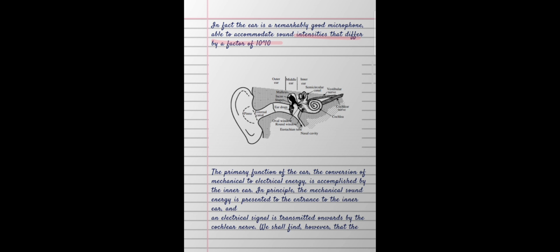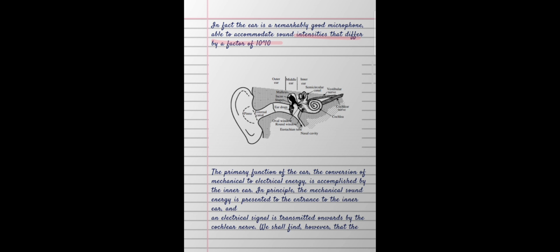You can see this is the outer ear, which consists of a pinna, the external canal and the eardrum. Then we have the middle ear, which contains the bones malleus, incus and stapes, and we have the inner ear, which consists of the cochlea, vestibule, semicircular canals, and other things. So first, the primary functions of the ear.